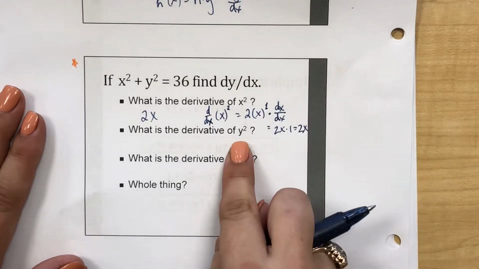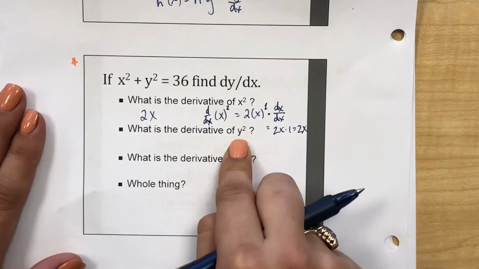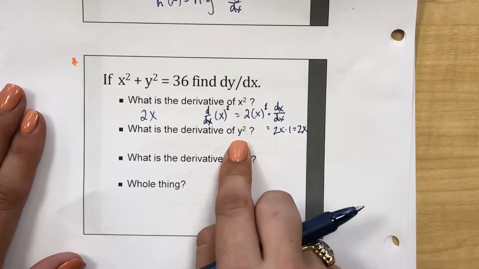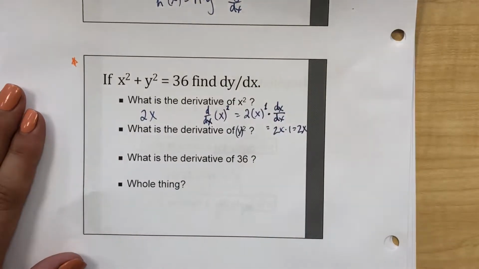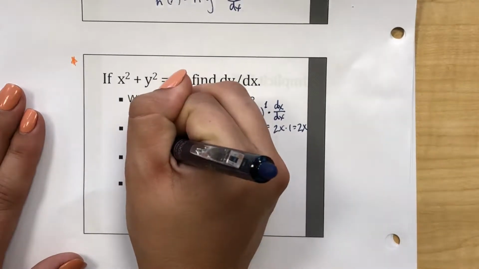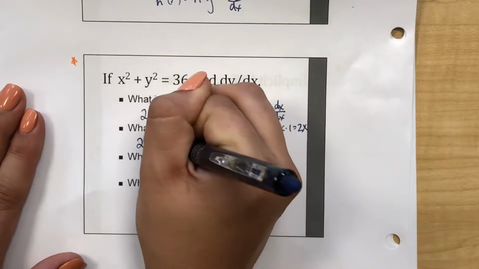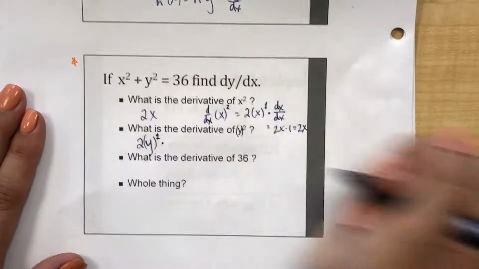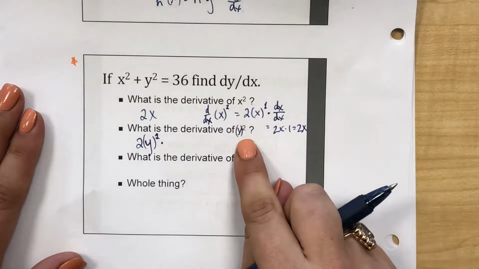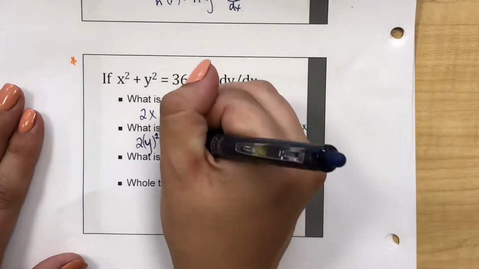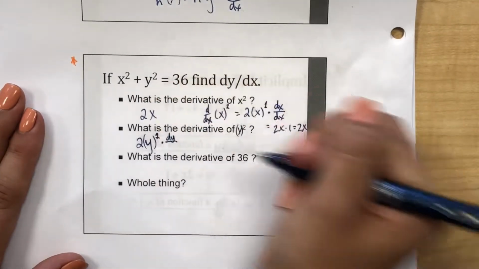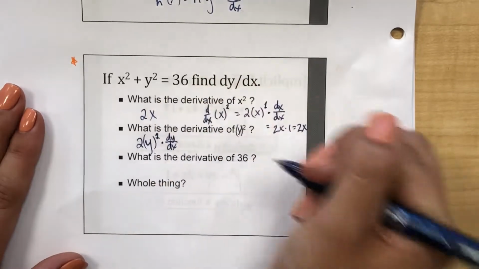All right, now on this side, when I take the derivative of y, I'm still taking it with respect to x. x is still my independent variable. So I'm going to think of this as my inside. So this would be 2y to the first times, see how my inside is staying the same, times the derivative of the inside. What's the derivative of y? It's dy. And what's my independent variable? So that's with respect to dx.